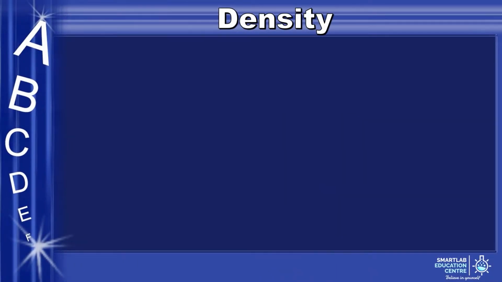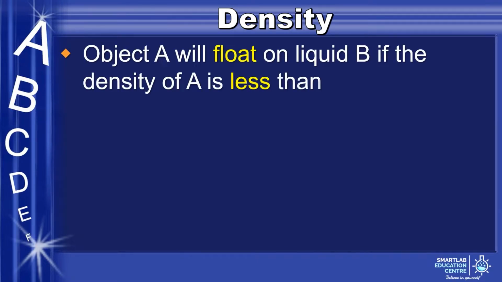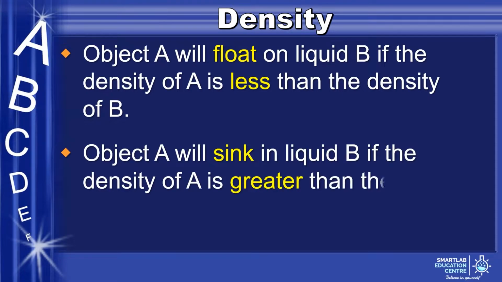Here are some important properties of objects with different densities. Object A will float on liquid B, if the density of A is less than the density of B. Object A will sink in liquid B, if the density of A is greater than the density of B. Let's take a look at some examples.